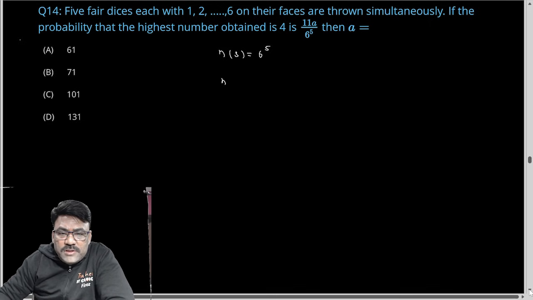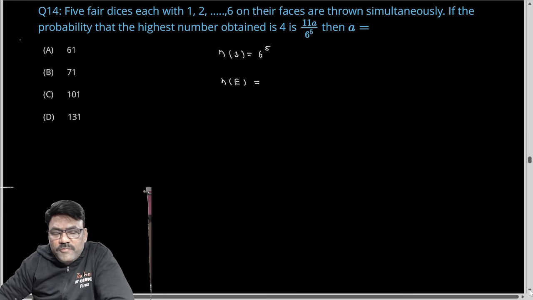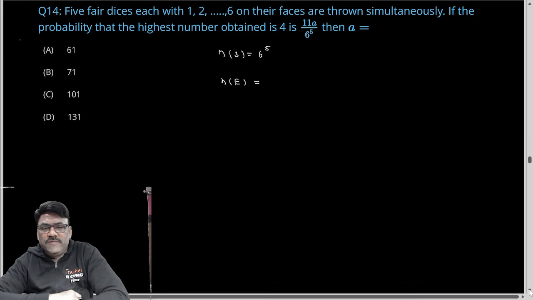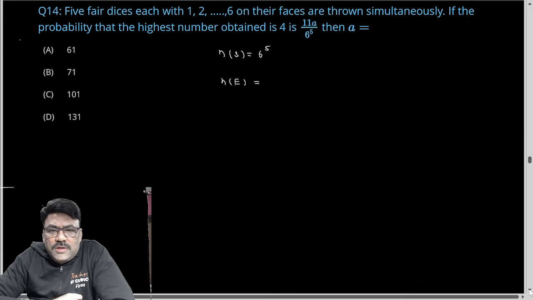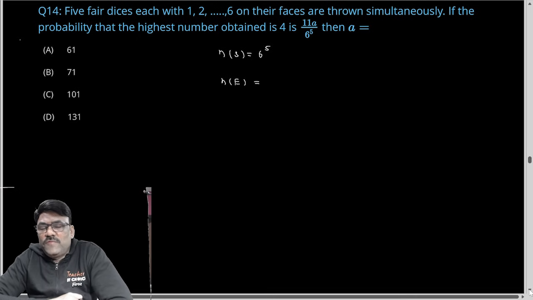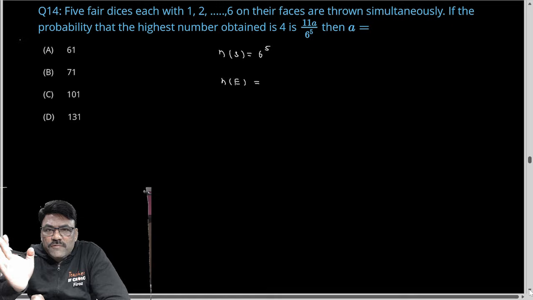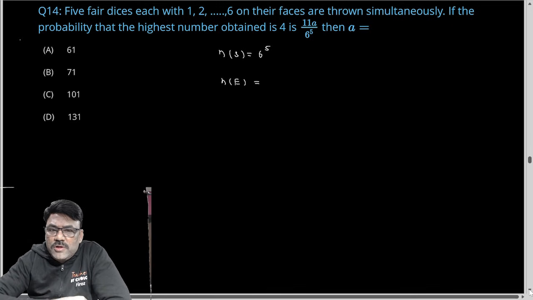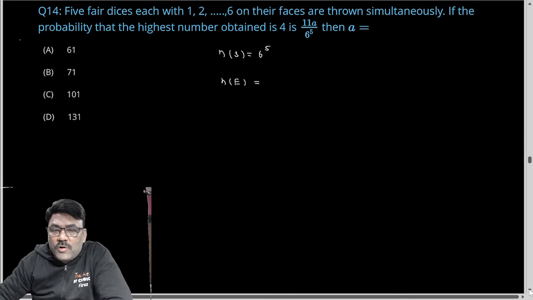Now what are the favorable cases? n(A) means number of elements in the event, favorable cases. So see, the highest number that you are getting is 4. So that means all the five numbers that you are getting on 5 dice are less than or equal to 4. So for each number you have 4 options. So 4 into 4 into 4, 5 times, 4 raised to 5.